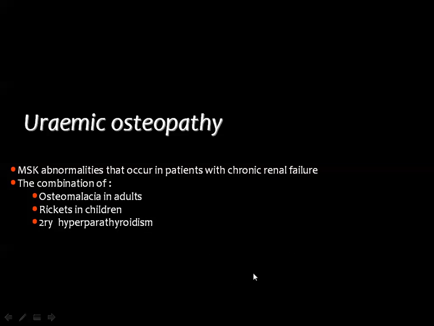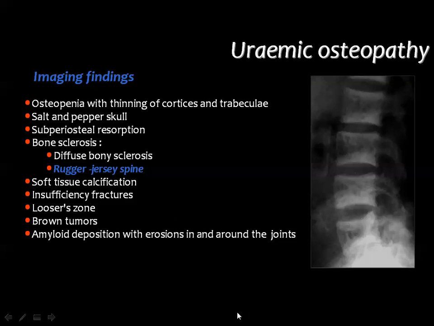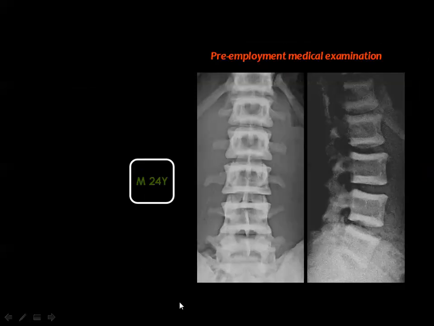If the patient is an adult, you'll see changes of osteomalacia. If a child, you'll see changes of rickets. The major manifestations are seen in the spine, and the Rugger-Jersey spine is one of the classic manifestations seen in uremic osteodystrophy. And besides this, you have salt and pepper skull, and subperiosteal bone resorption. You may have soft tissue calcification, Looser zones, brown tumors, all the manifestations that can be seen here.